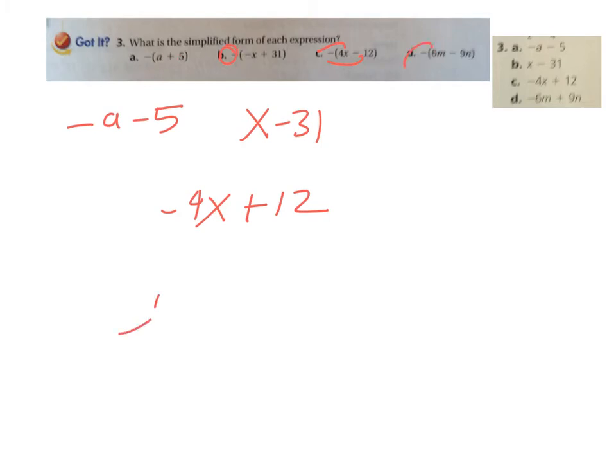So here we're going to have negative a, or the opposite of a, minus 5. Here we're going to have a negative times negative is positive, so it's positive x, minus 31. Here we're going to have negative 4x. Again, negative times negative is positive, so plus 12. And here we're going to have negative 6m, and then negative times negative is positive, so plus 9n. And that's it.